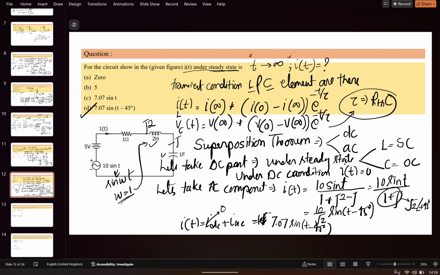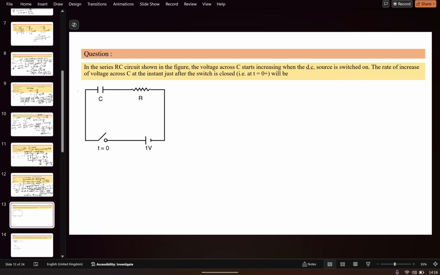So the same thing you have to apply. Always remember this I(t) equation, the VC(t) equation, and also this point: when the DC source is there under the steady state condition, the inductor will be short circuited and the capacitor will be open circuited. Let's move to the next part. This is the next question I have kept for you. Try to solve this question, and after that I will give the solution for this.